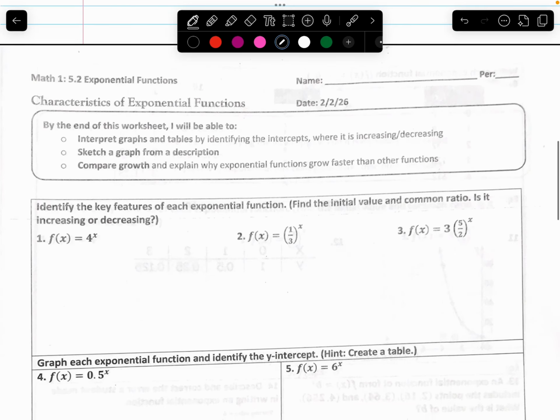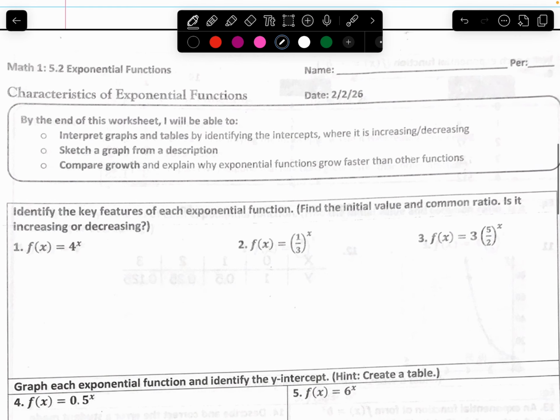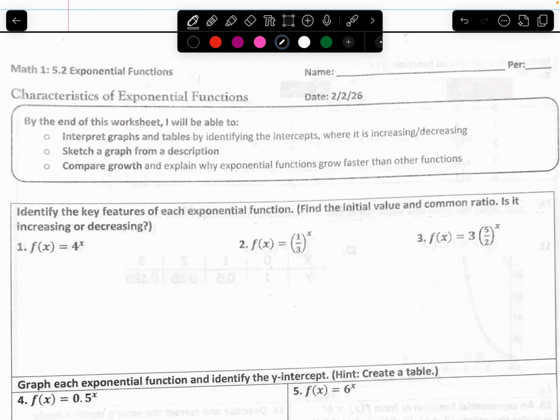Do this worksheet. Use your 4 squares as a guidance. By the end of this worksheet, if you read right here, you should be able to interpret graphs and tables by identifying the intercepts, where it's increasing or decreasing. You should be able to sketch a graph from a description. You should be able to compare growth or decay and explain why exponential functions are growing faster than other functions.